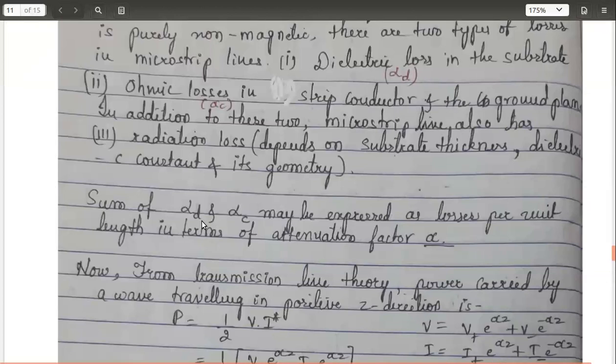So the sum of alpha D and alpha C we can express as losses per unit length. So whatever small equation we derive now will be for per unit length. Napiers or decibels, both are units used to measure the attenuation. So you can express these in terms of dB or napier per meter or per centimeter, because we are expressing per unit length.